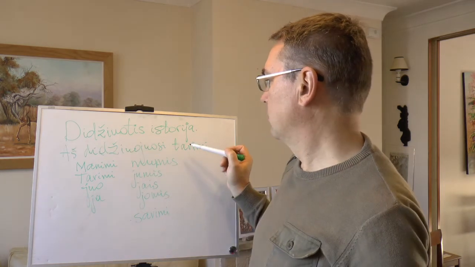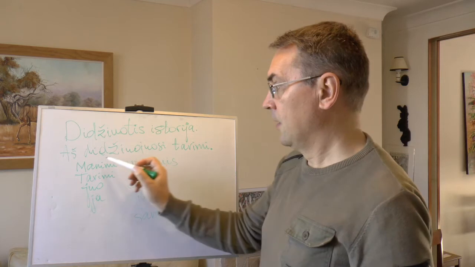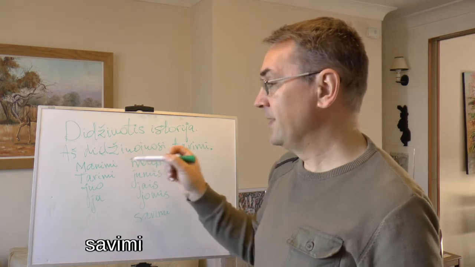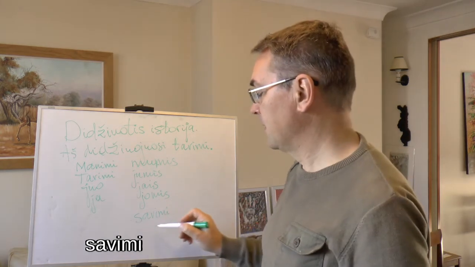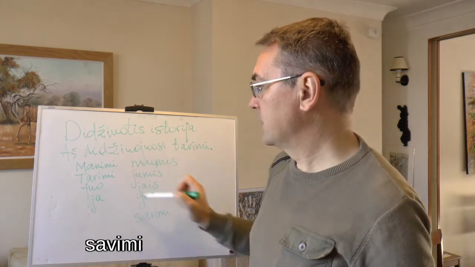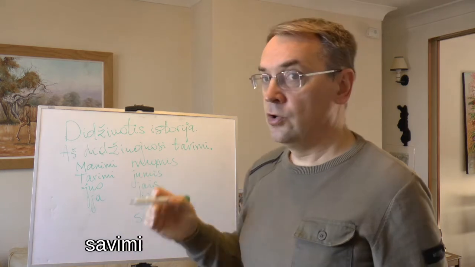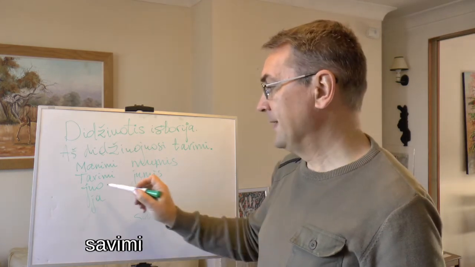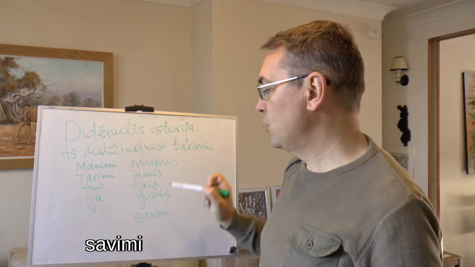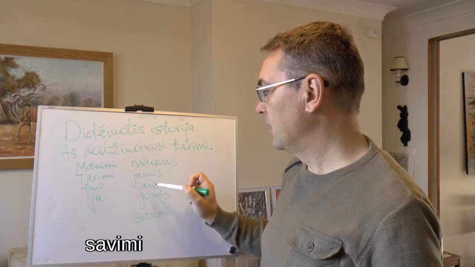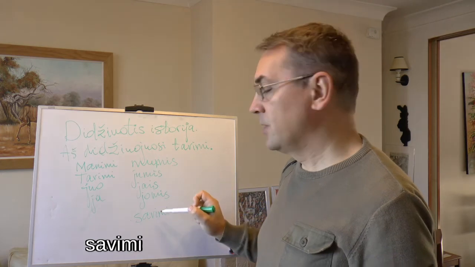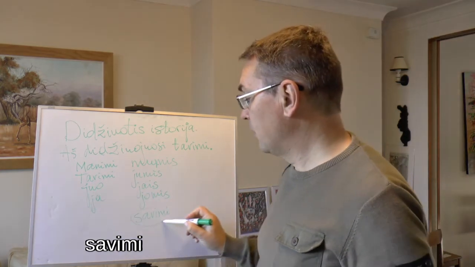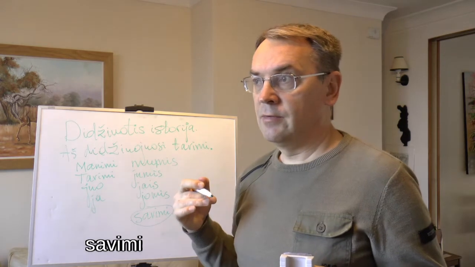If I'm proud of myself, I don't use manimi, I use savimi, myself. If somebody is doing something to themselves, we use savimi. Aš didžiuojuosi savimi. If I say you are proud of yourself: tu didžiuojiesi savimi. Jis didžiuojasi savimi. Ji didžiuojasi savimi. Mes didžiuojamės savimi. Jūs didžiuojatės savimi. Jie didžiuojasi savimi. Jos didžiuojasi savimi. We don't use manimi or tavimi, but we use savimi all the time if we do something with ourselves.